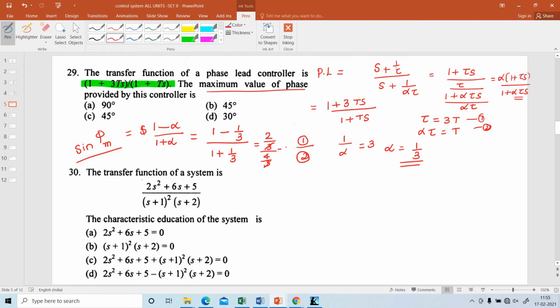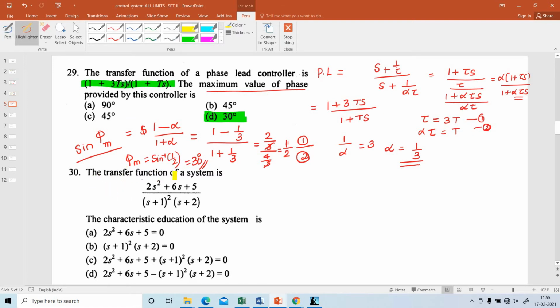If we cancel this, we get 2 by 3 times 3 by 4, which is 1 by 2. So sin phi m is 1 by 2. What is phi m? Sin inverse of 1 by 2. When sin is 1 by 2, that is sin 30 degrees. So 30 is the correct answer. So option D is the correct answer.